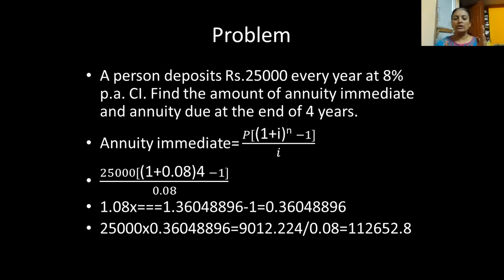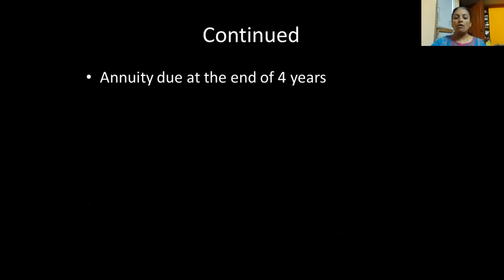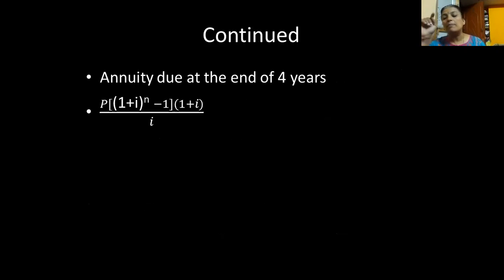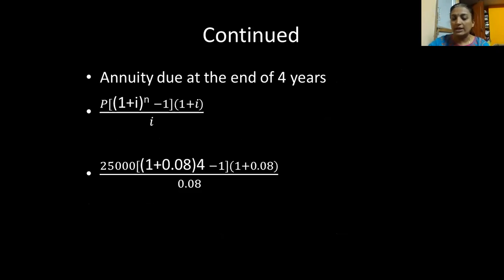The second half we have to go: that is annuity due at the end of 4 years. The formula is different, as you know. P within the bracket 1 plus I raised to the power of n minus 1, and additionally 1 plus I. You have to take 1 plus I once again. Then it should be divided by I. So 25,000 instead of P, 1 plus I, that is 1.08, raised to the power of 4 minus 1, and once again 1 plus 0.08, divided by 0.08.